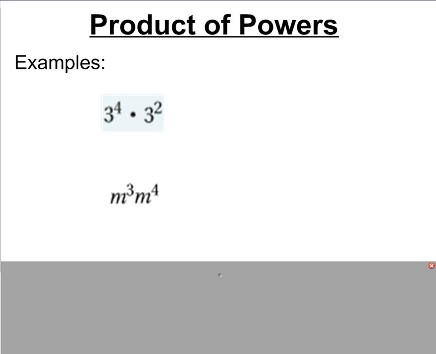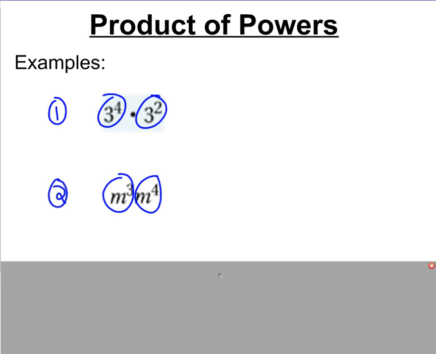So this first property is the product of powers property. Think of what product means. Product means multiplication, so you're multiplying powers together. I have two examples here. In the first example, we have a power times a power. In our second example, we have a power times a power. That's why it's called the product of powers property. We're going to use that rule of thumb, write it out, and see if we can find a shortcut, a pattern here.